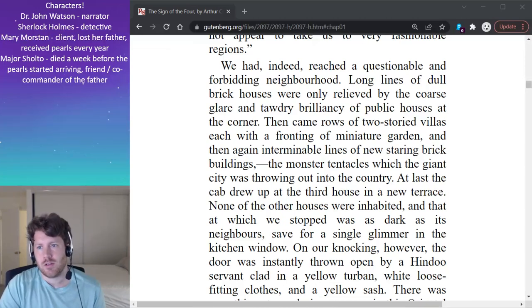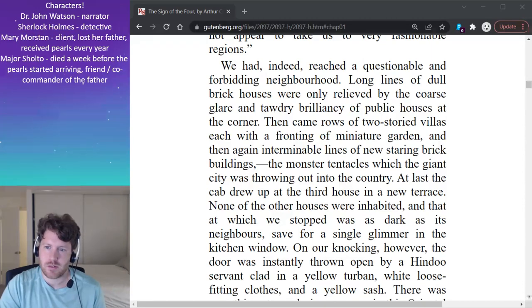We had indeed reached a questionable and forbidding neighborhood. Long lines of dull brick houses were only relieved by the coarse glare and dowdy brilliancy of public houses at the corner. Then came rows of two-storied villas, each with a fronting of miniature garden, and then again interminable lines of new staring brick buildings, the monster tentacles which the giant city was throwing out into the country. At last the cab drew up at the third house in a new terrace.